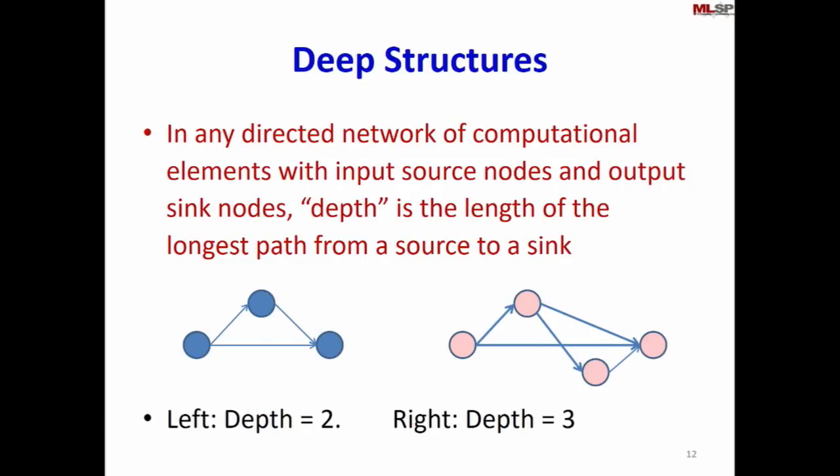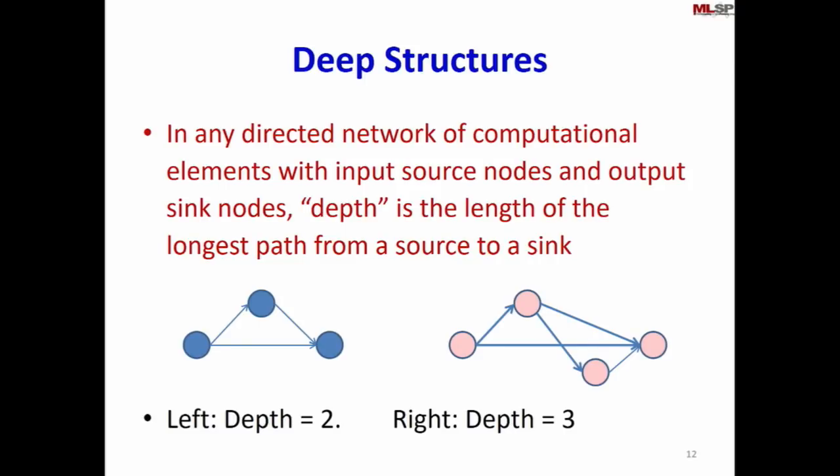So over here, I have this figure to the left. How many sources and sinks do I have in the graph to the left? One each. And how many different paths do I have from the source to the sink? Two. And what would the depth be? Two, because that's the longest one. The figure to the right?